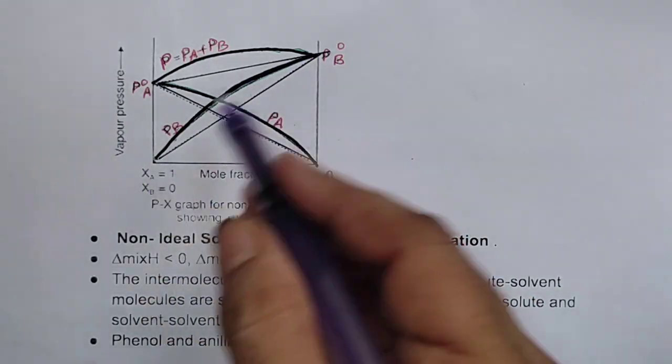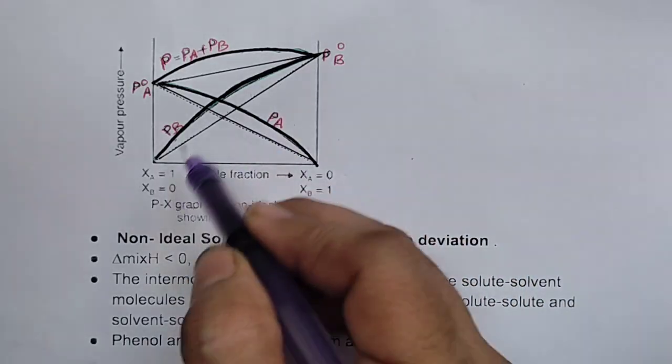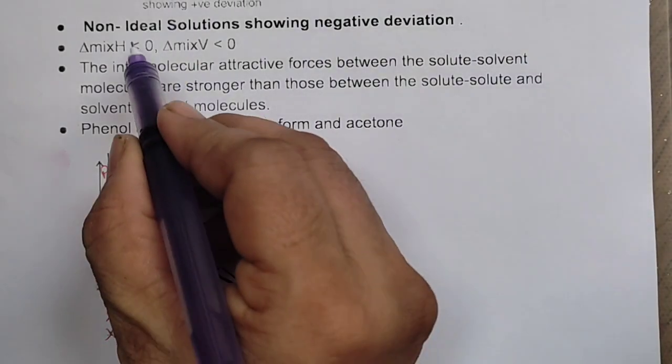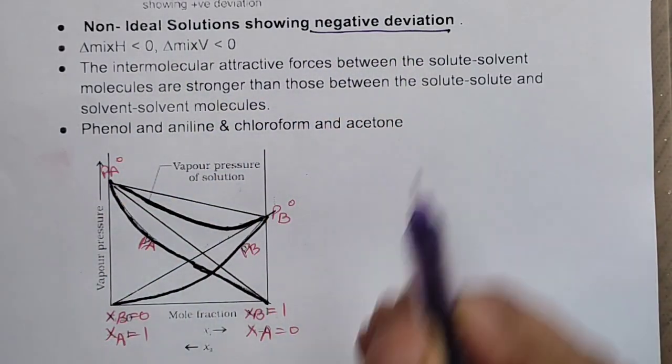And all the curves are above. The straight line was for an ideal solution. For a non-ideal solution, all the curves are positive, meaning the pressure is more. Interactions have weakened, that's why the vapor pressure becomes more. And already I told you, for positive deviation, everything is positive. Right? Now we'll move on to the non-ideal solution showing negative deviation.